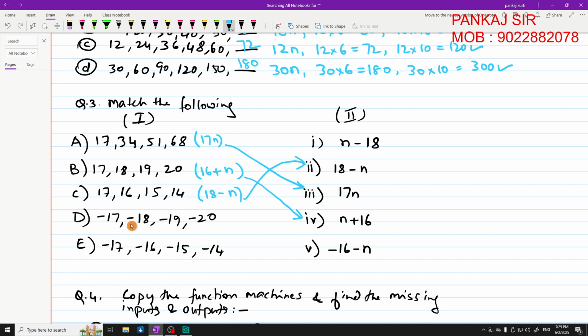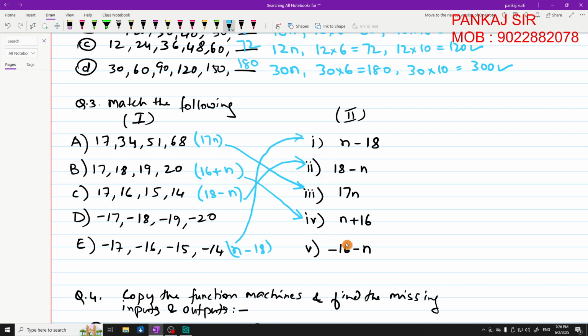Next is minus 17, minus 18, minus 19. So this should be, now 1 minus 18, if you do, it will be minus 17. That will be the first term. Okay, 2 minus 18 should be minus 16. Okay, so this one is matching with n minus 18. Can you see that? 1 minus 18 is minus 17, 2 minus 18 is minus 16, 3 minus 18 is minus 15, that way. So this particular sequence happens to match with the first one.